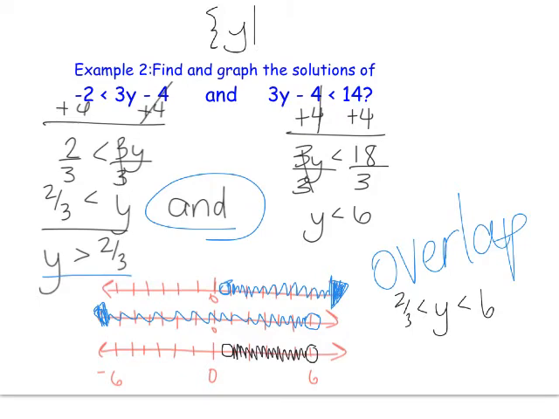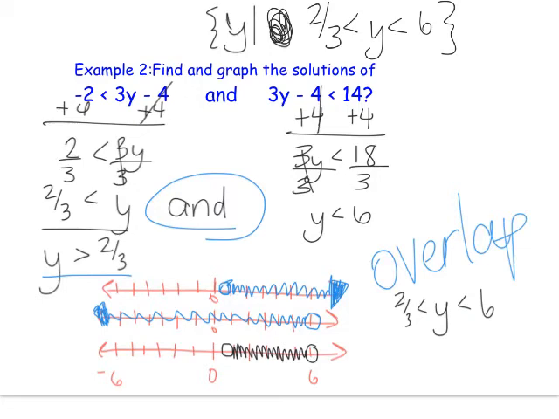Y such that, okay, I messed up here. So let me just try that again. Y such that 2/3 is less than y is less than 6. So that would be a correct way without the lovely scribble in the middle of it.